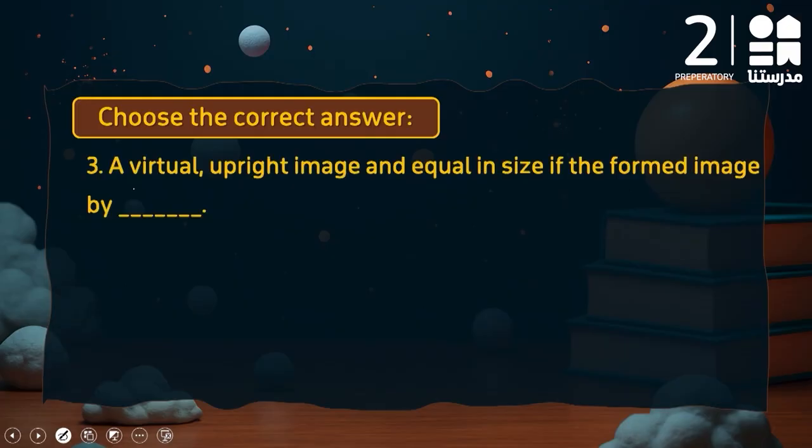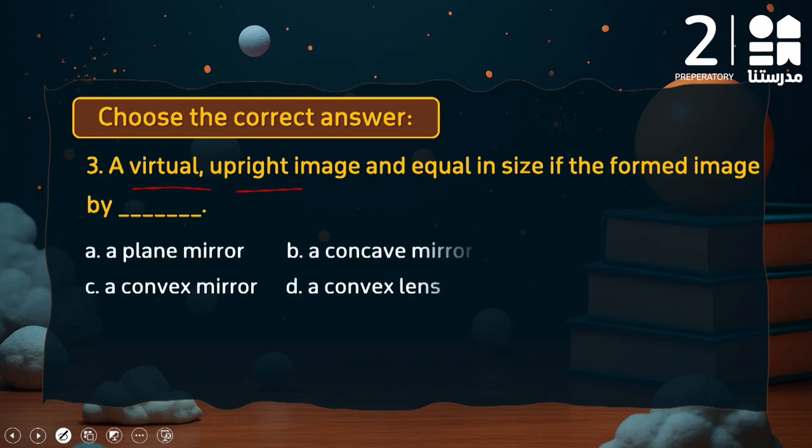A virtual, upright image equal in size is the image formed by a plane mirror. Again, virtual, upright, equal in size: the plane mirror. Virtual, upright, diminished: convex mirror and concave lens. Virtual, upright and enlarged: concave mirror and convex lens.